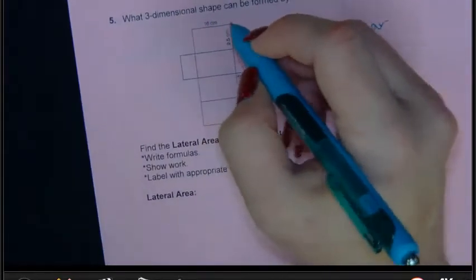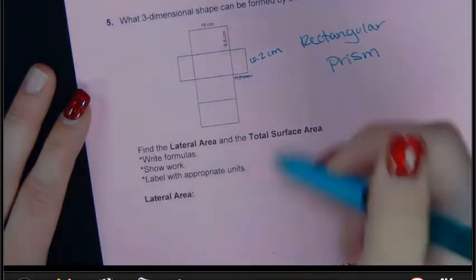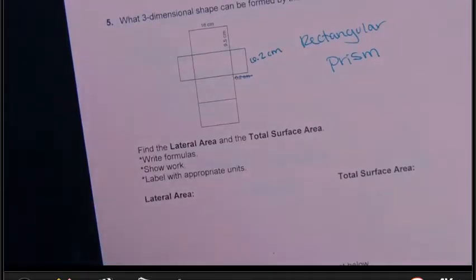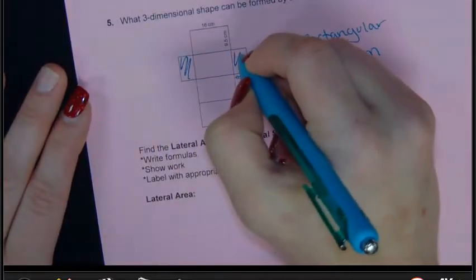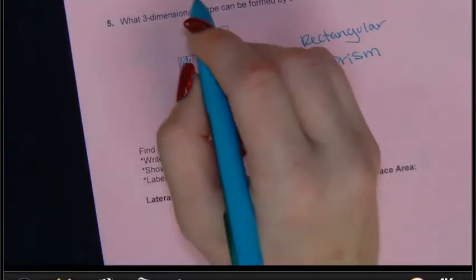Because we know that if this side right here is 9.5, when I fold it up, this side is going to be 9.5. Okay, and then with rectangles, opposite sides are equal. Well, here are my bases. Okay, so I need to find the lateral and the total. Well, my lateral, all these big rectangles here.